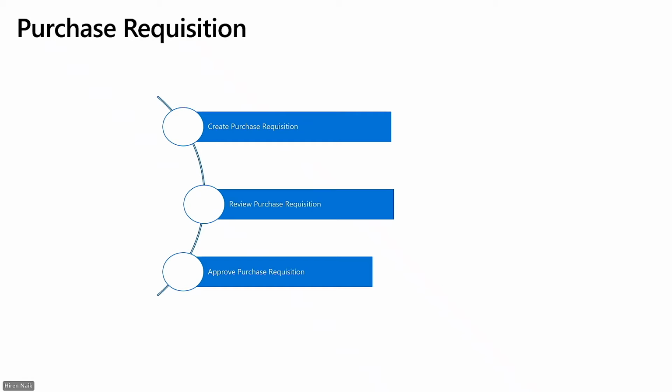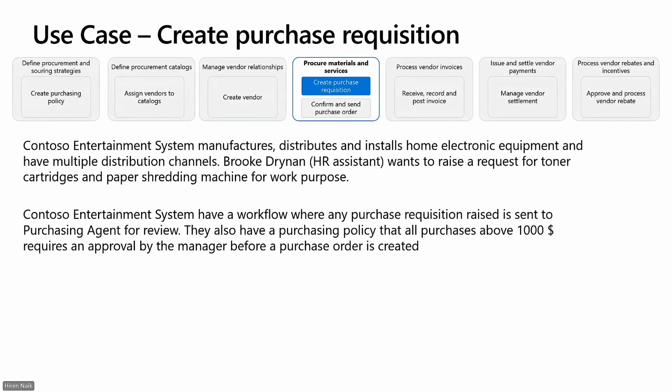On the internal system, manufacturers distribute and install their own electronic equipment and have multiple distribution channels. A procurement HR assistant wants to raise a request for a toner cartridge and a paper shredding machine for work purposes. Contoso Entertainment System has a workflow where any purchase requisition raised is sent to the purchasing agent for review. They also have a purchasing policy that all purchases above $1,000 require an approval by the manager before a purchase order is created.